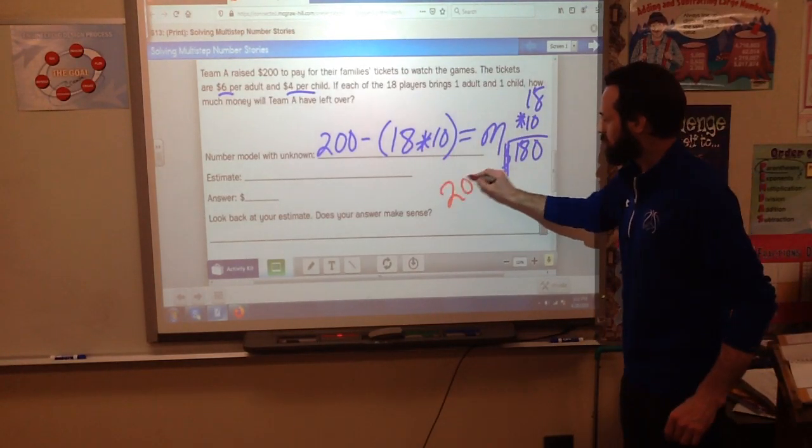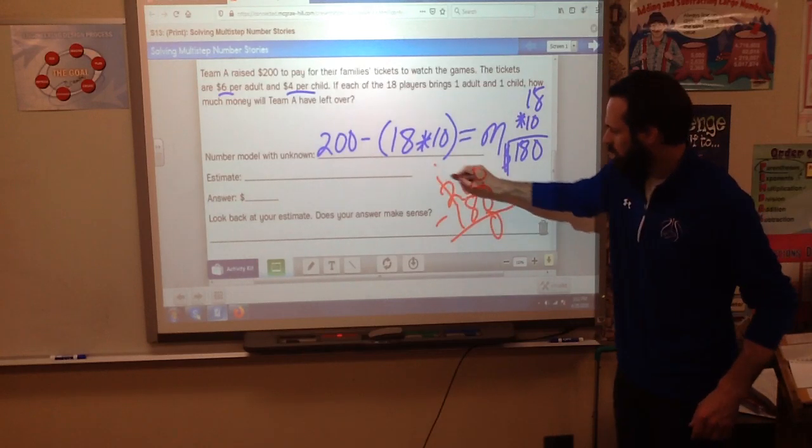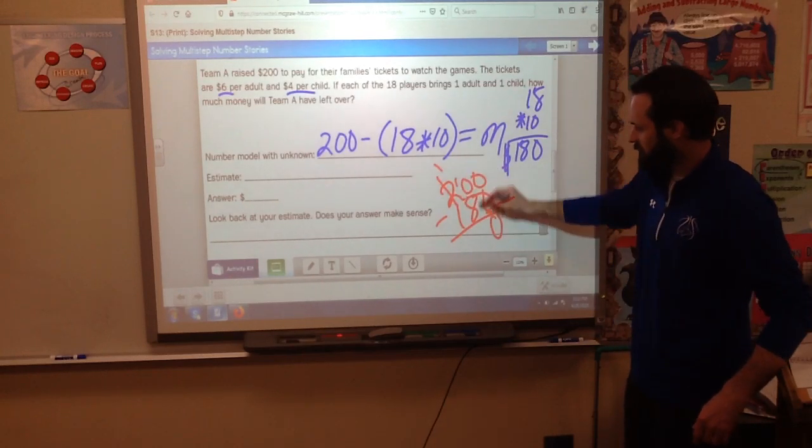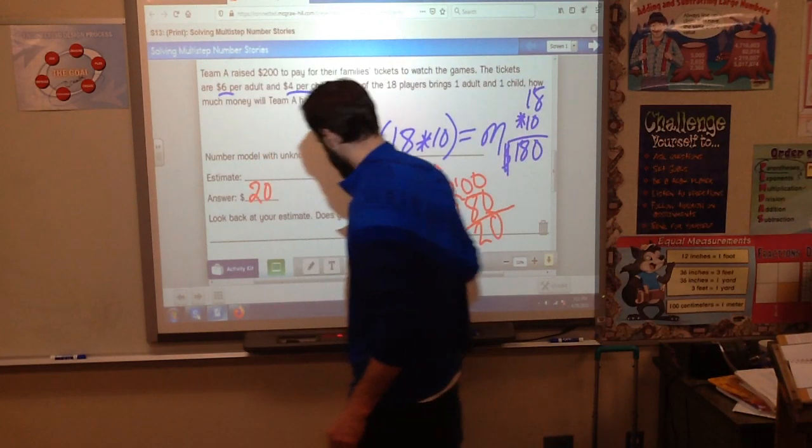We've got 200 minus 180. 0 minus 0 is 0. Cross that out, make it a 1, make that 10. 10 minus 8 is 2. So you'd end up with $20 left over.